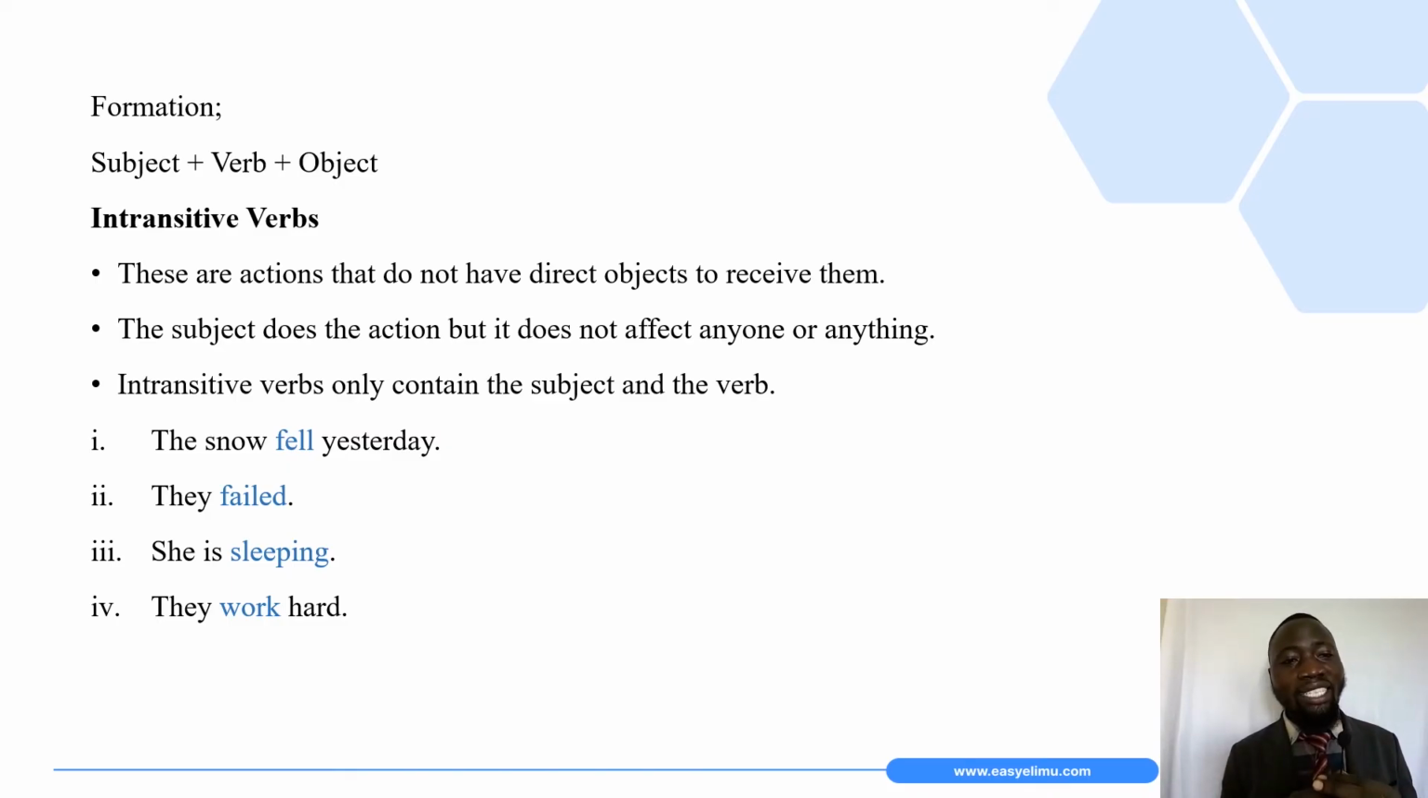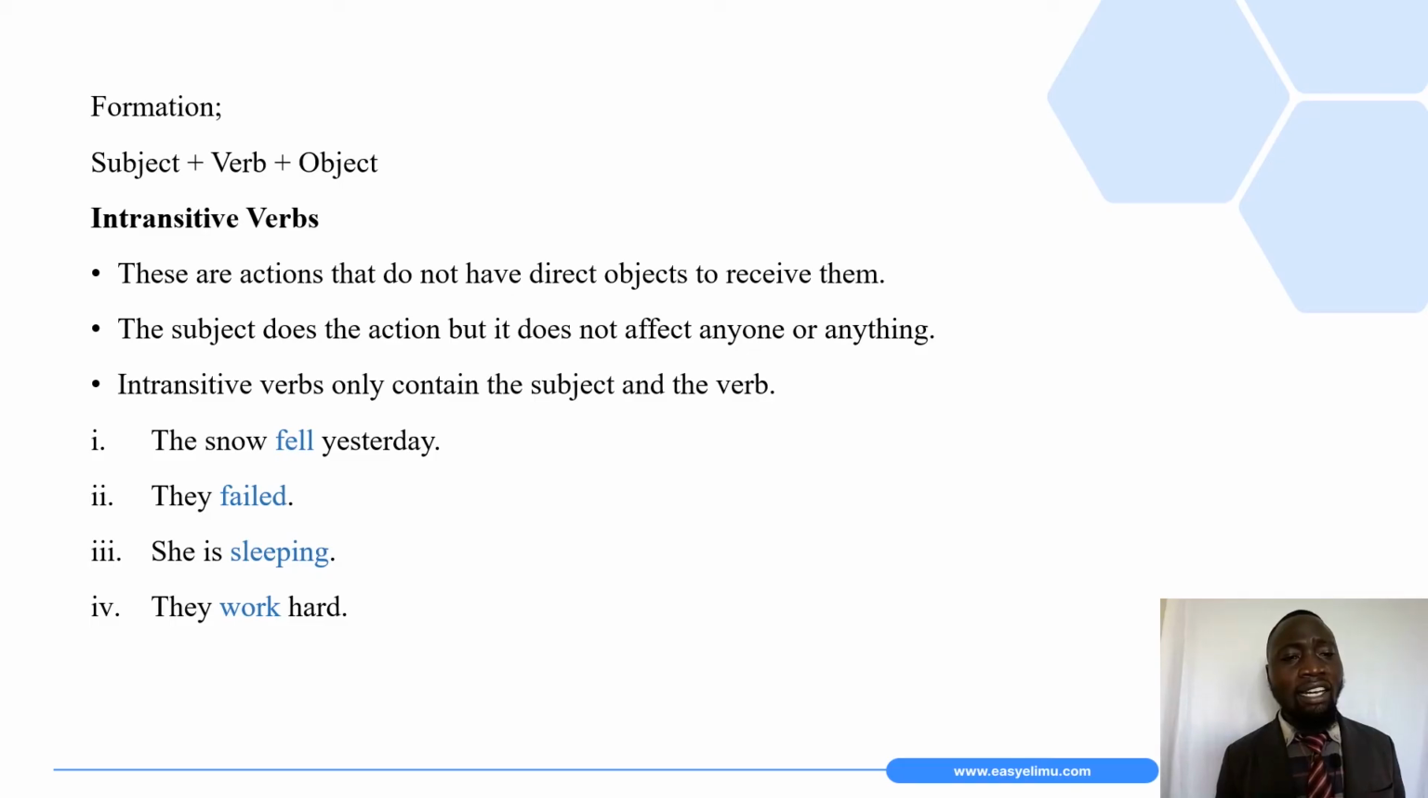So how about we look at intransitive verbs? Talking about intransitive verbs, these are actions that do not have direct objects to receive them. So the subject does the action, but it does not affect anyone or anything. So we do not have the receiver of the action when using verbs intransitively. So intransitive verbs only contain the subject and the verb as seen in the sentences that we have below.